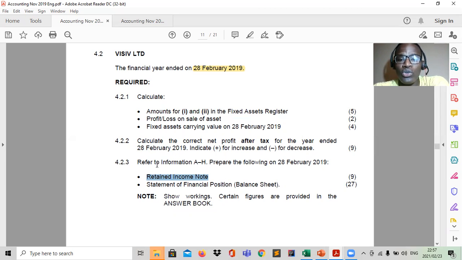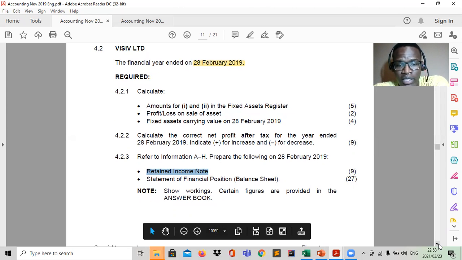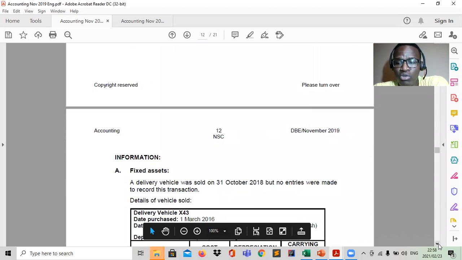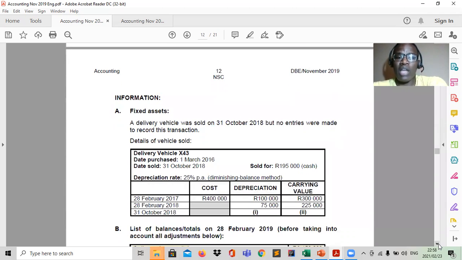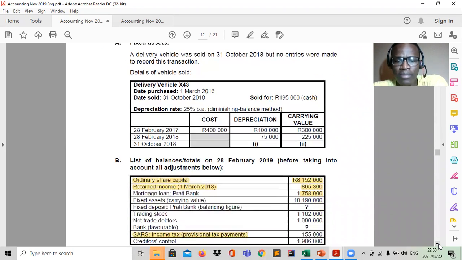We are told to refer to information A to H so that we can prepare the following on 28 February 2019. So we just go through the information so that we know what information is going to be applicable in our preparation of the retained earnings note and the statement of financial position. Number A relates to the fixed asset register. We are not focusing on the asset part, so ignore.